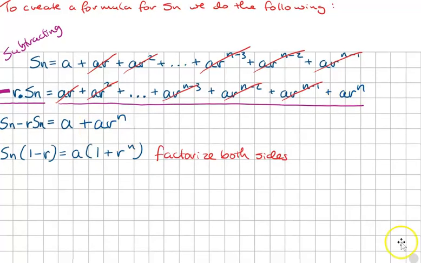And then we factorize both sides. So on the left-hand side, we can see Sn as the highest common factor. So we get Sn times 1 minus R. So we're just factorizing. And on the right-hand side, we can see A is the highest common factor. So we have A times 1 minus R to the power of n.